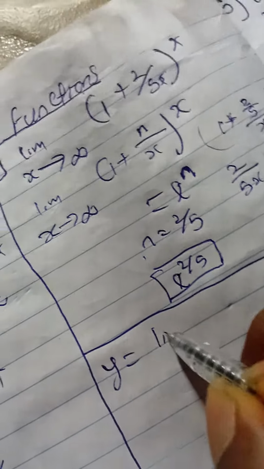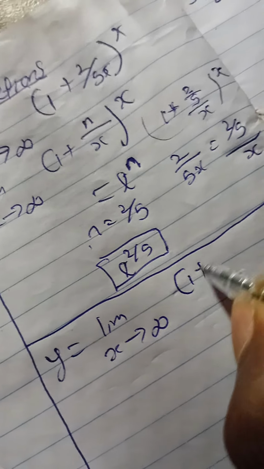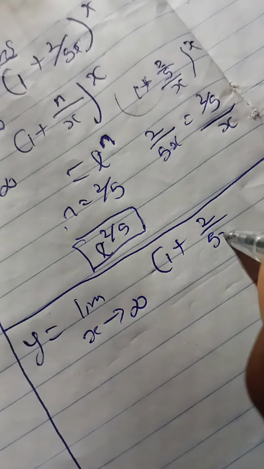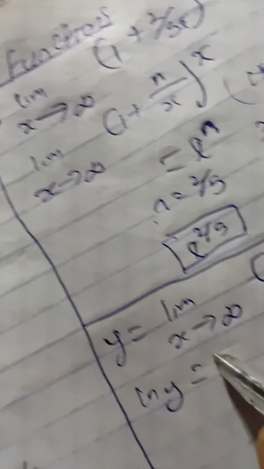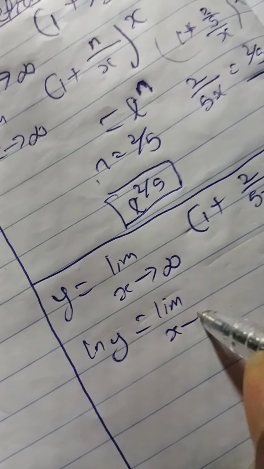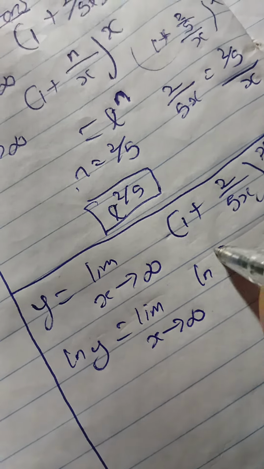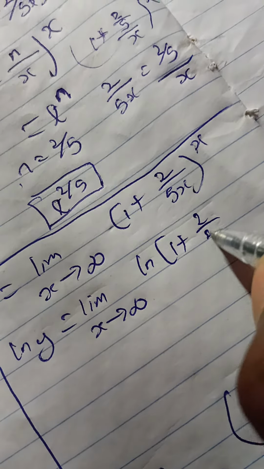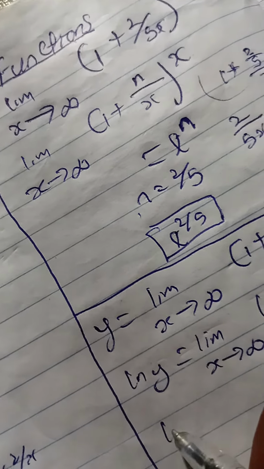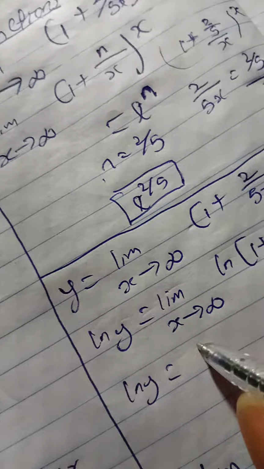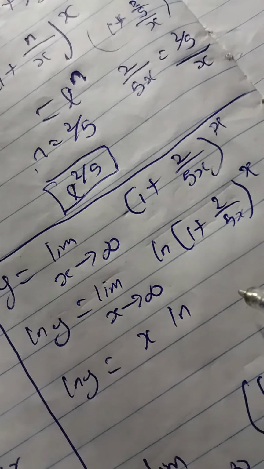y equals limit as x tends to infinity of (1 + 2/(5x)) raised to power x. Now, take ln of both sides. You have ln y equals limit as x tends to infinity of ln (1 + 2/(5x)) raised to power x. Are we together? So you have ln y equals x ln. Is that clear?